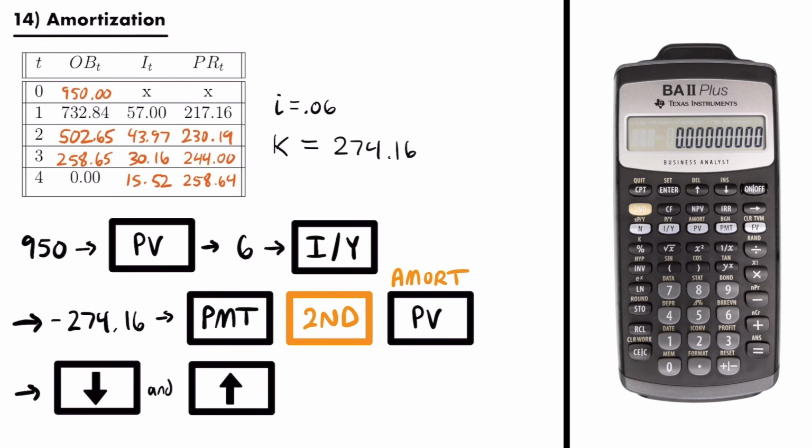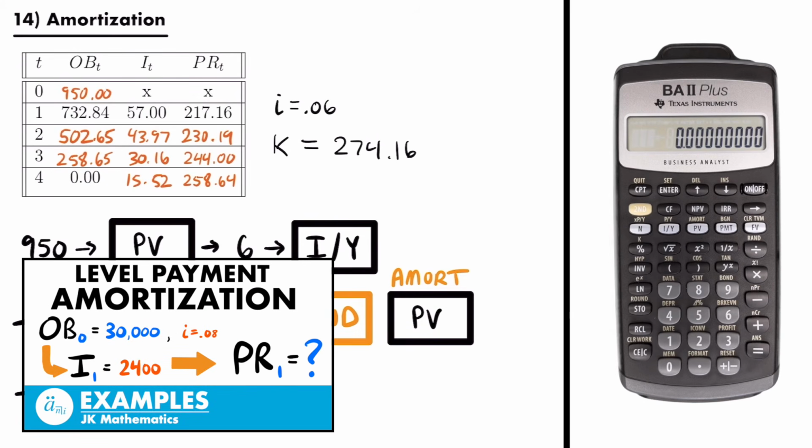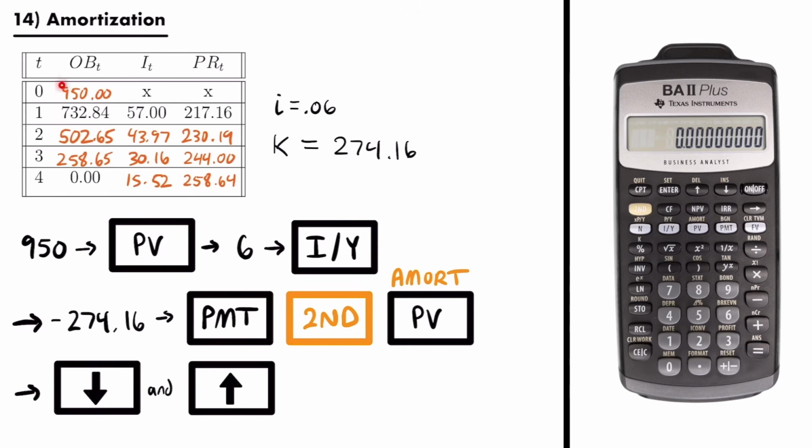All right, so next up, we're going to talk about how to do the amortization method in the financial calculator. And typically this is useful for loan repayment problems that use the amortization method. And so here I have a completed amortization schedule from one of my examples in one of my videos on amortization. And so here you can see that the original loan amount, or the outstanding balance in time zero, was $950. And then we have the principal paid, the interest accumulated, and the outstanding balance for the rest of the 4 years for this specific scenario. And in this example, our interest rate is 6% or 0.06, and the payment amount is $274.16.